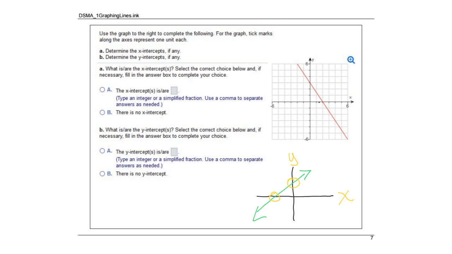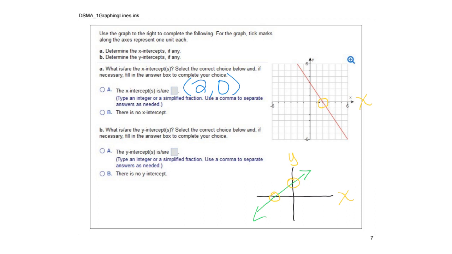So let's take a look at our graph here. It says, what is or are the x-intercepts for this graph? So we want to come over here to the x-axis and find where this line crosses the x-axis. And it looks like we come over here to x equal 2. And we didn't leave the x-axis, and so y is still right smack dab in the middle. Y is going to be 0.